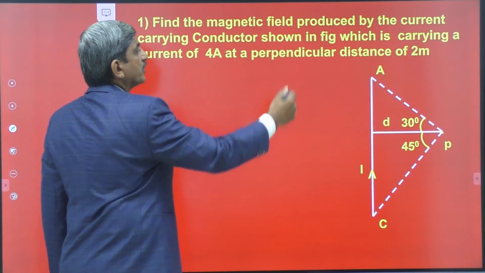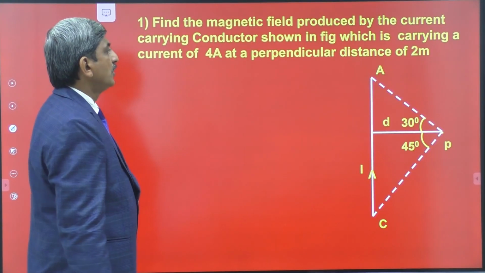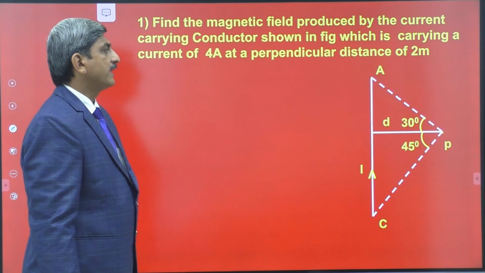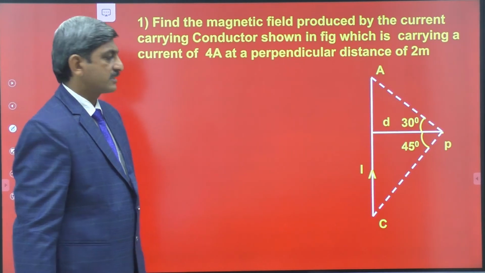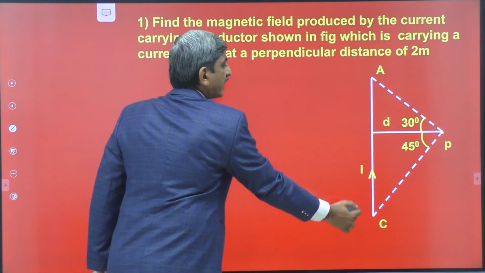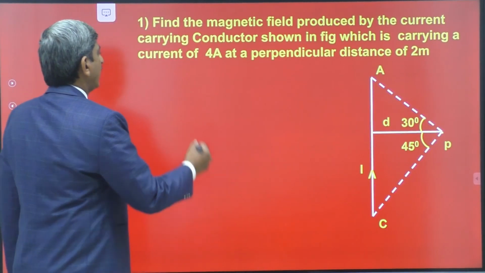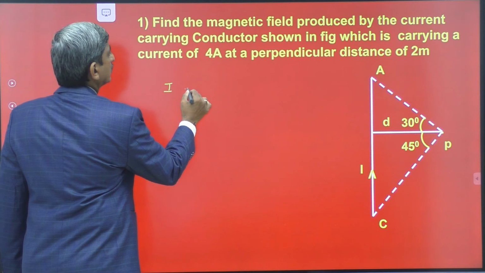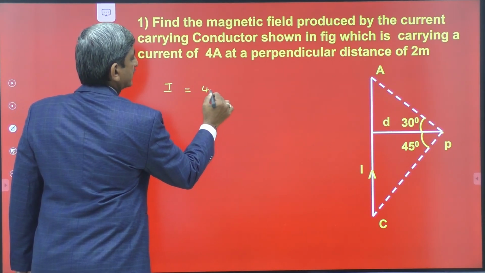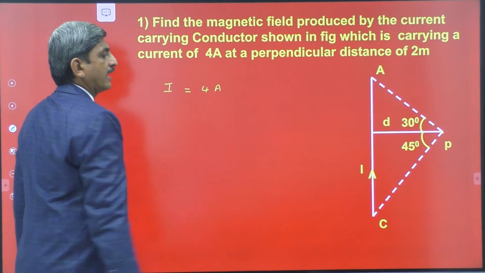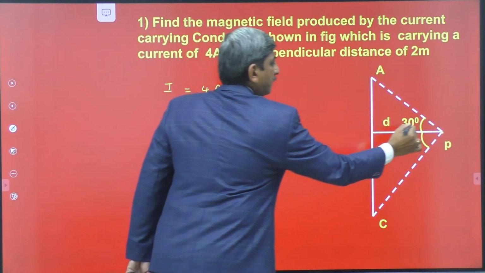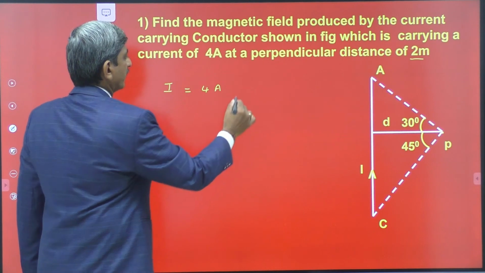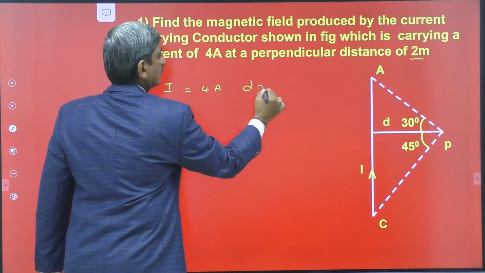Find the magnetic field produced by the current carrying conductor shown in the figure, which is carrying a current of 4 amperes at a perpendicular distance of 2 meters. Here, a finite current carrying conductor is given, and the current passing through the conductor is I equal to 4 amperes. And we want to find out the magnetic induction value at a distance of 2 meters, D equal to 2 meters.